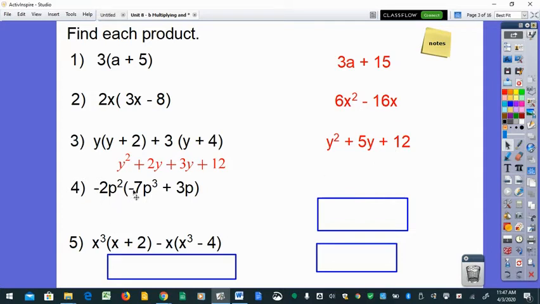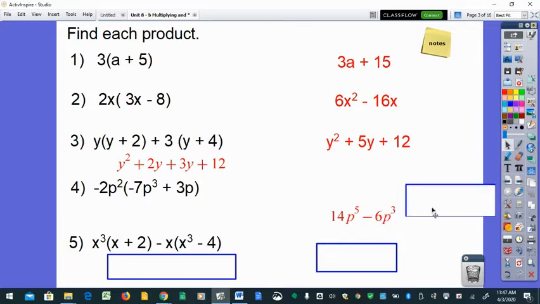Negative 2 times a negative 7 is going to give us a positive 14, and when we multiply common bases, we add the exponents, so 14p to the 5th. Negative 2 times positive 3 will give us a negative 6, or minus 6, and p squared times p is p to the 3rd. We're going to go back to that idea like number 3. We're going to multiply x to the 3rd times x, and x to the 3rd times the positive 2.